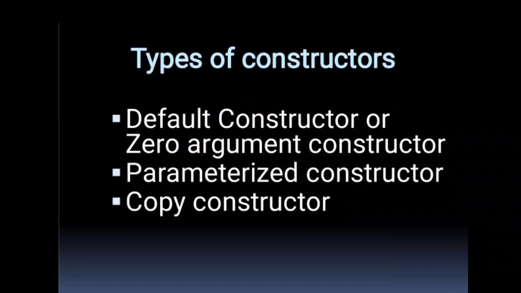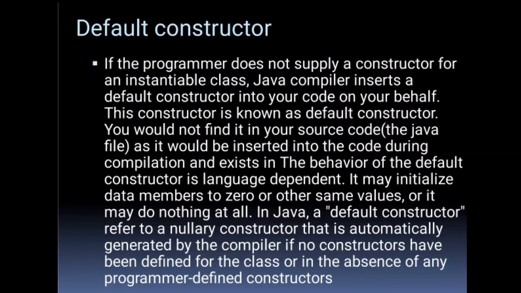There are three types of constructor: default constructor or zero argument constructor, parameterized constructor, and copy constructor. First, default constructor பற்றி பார்க்கலாம். Default constructor is also known as a zero constructor.